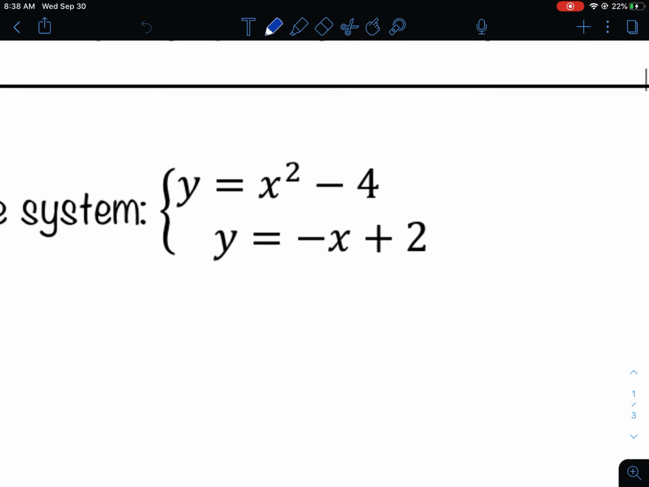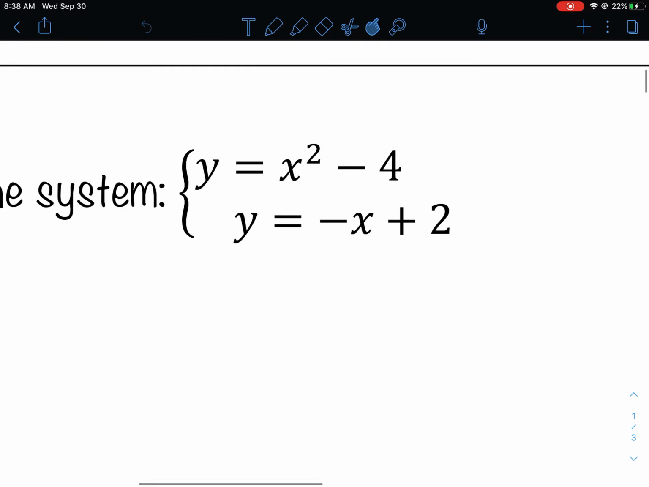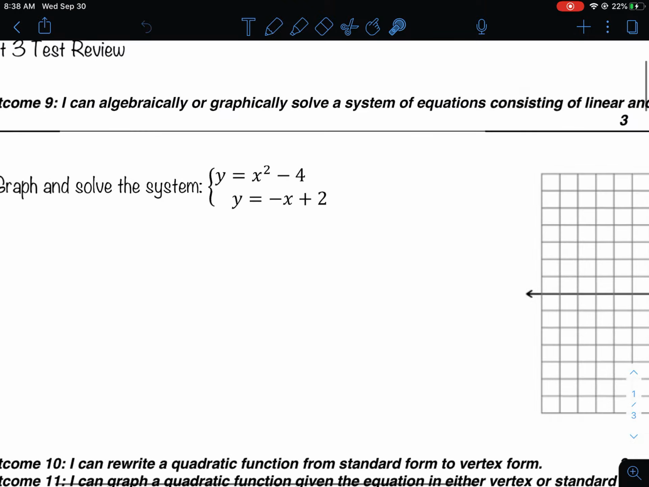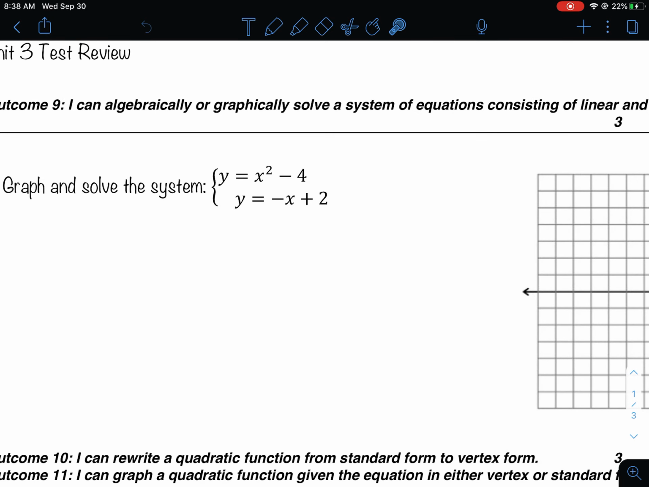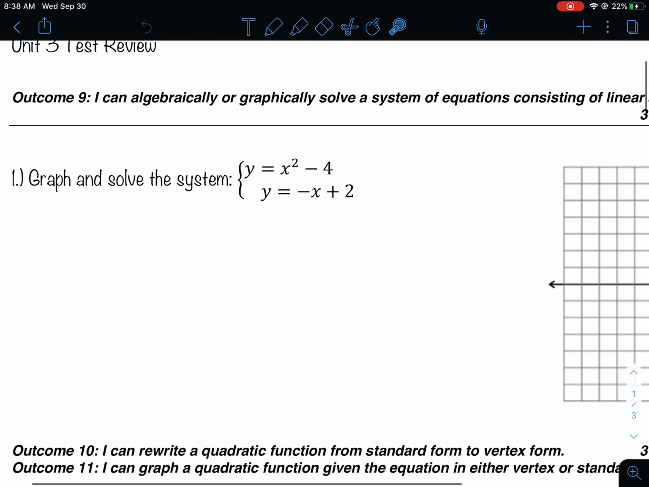The reason why this is special is because we have a nonlinear, this is a quadratic, so it's not a line graph, and then we have a line. So basically you're going to have a parabola crossing a line. We want to find out where these cross, where the solutions are. Essentially anytime you want to find where one thing crosses another, you set them equal to each other.